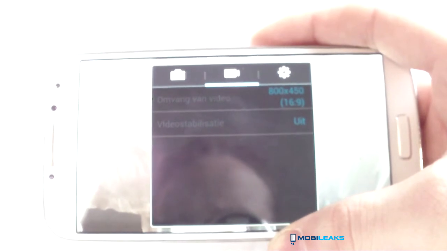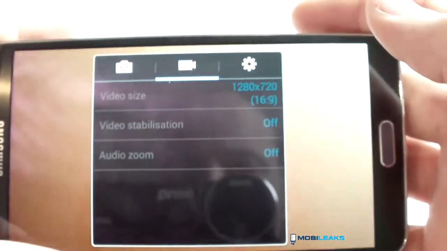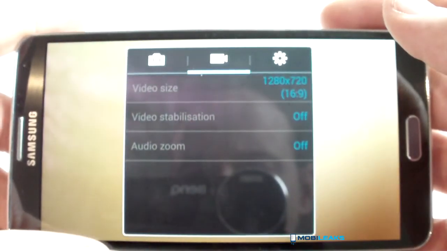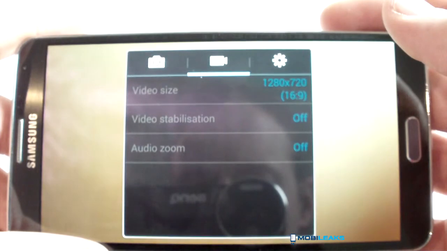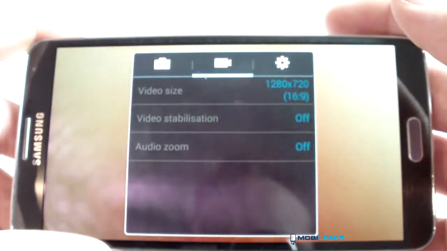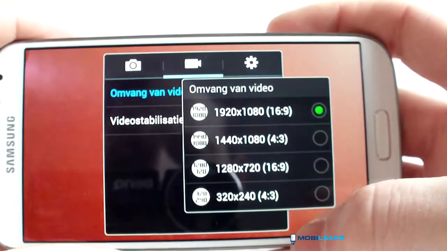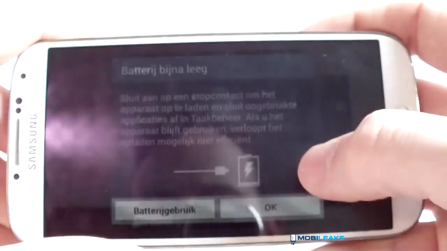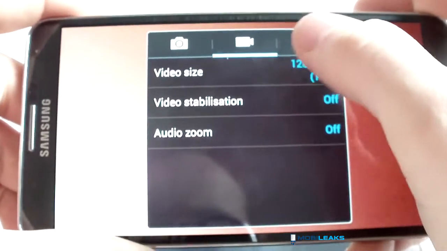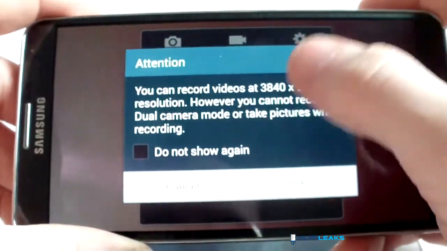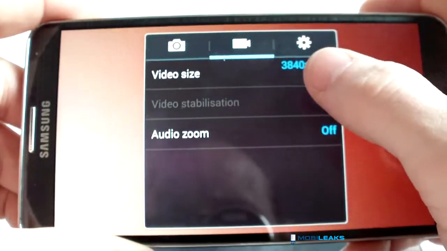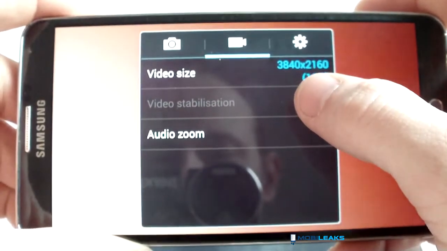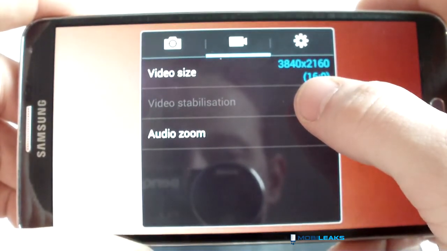We can also see the resolution of the Samsung Galaxy S4 in slow motion, which cannot go higher than 800 x 450. Where you can see that the Samsung Galaxy Note 3 can record it at 1280 by 720. It is HD, but I think it's both too low. You can also see that the Samsung Galaxy S4 can record in a high definition of 920 by 1080. Where the Samsung Galaxy Note 3 can record in 4K resolution, and that's really impressive. And you can see at videos that it is really looking good.